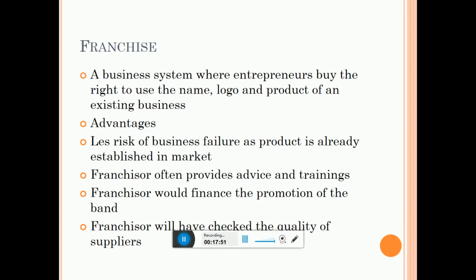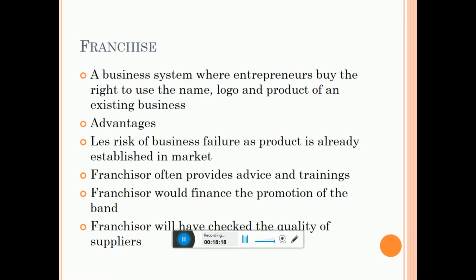Then we have advantages. Less risk of business failure, as the product is already established in the market. That's the biggest advantage. That's why people approach businesses that are already established, in order to avoid the risk. The second is that the franchisor often provides advice and training. The franchisor, the one who is giving the rights, will provide the advice and training.